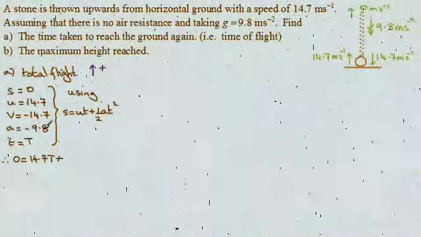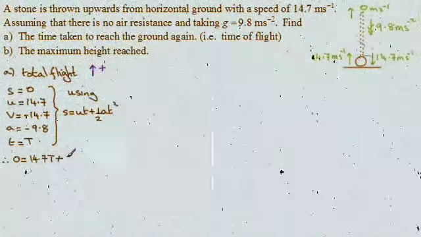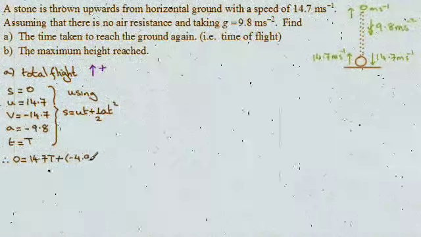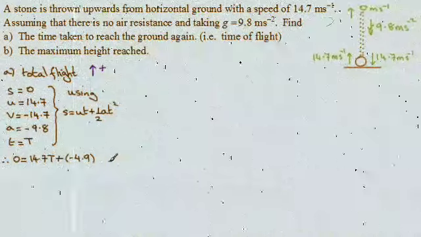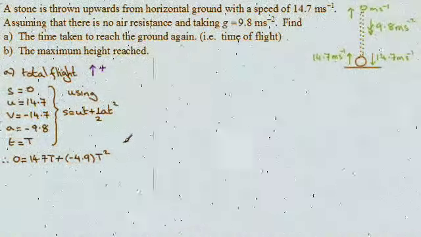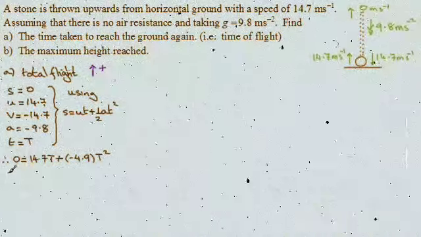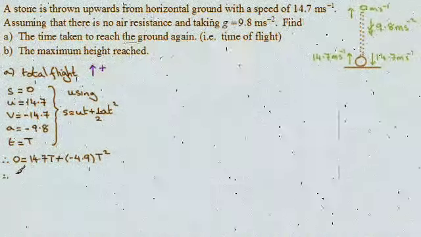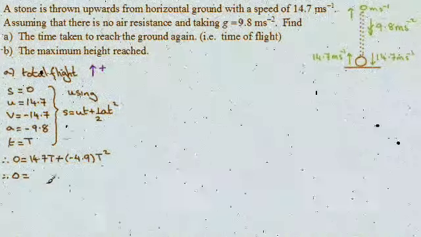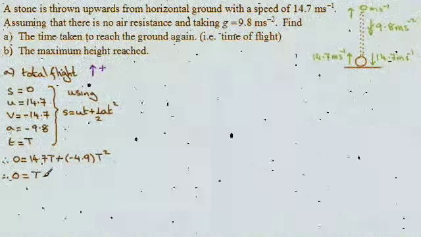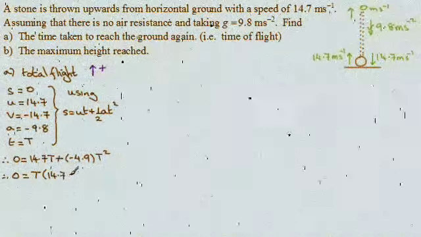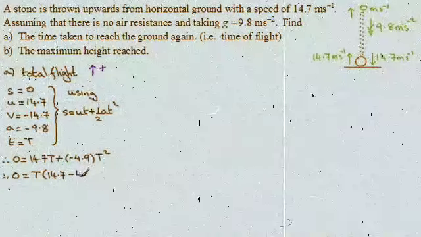Well, if I half a, that's going to be minus 4.9. So I'll put that in brackets, minus 4.9, and we multiply that with t squared. So that's going to be big T all squared. And what I can do next is just factorize this equation. I can pull out t as a common factor. So we've got t multiplied with 14.7 and then minus 4.9t.